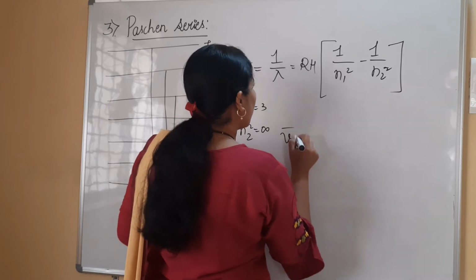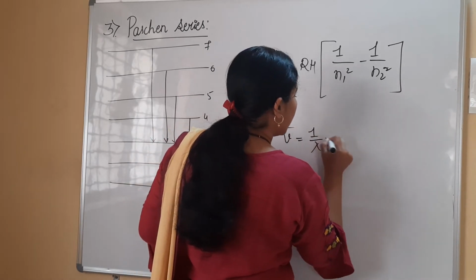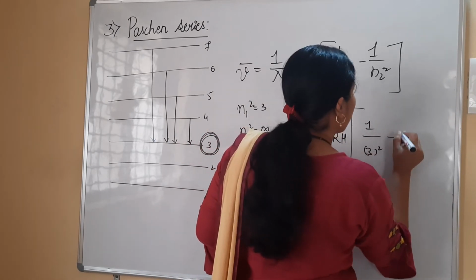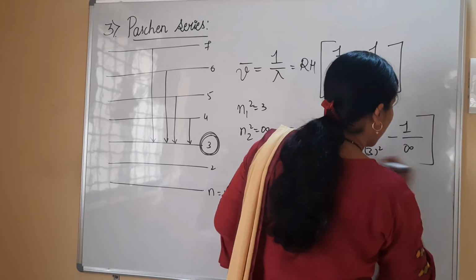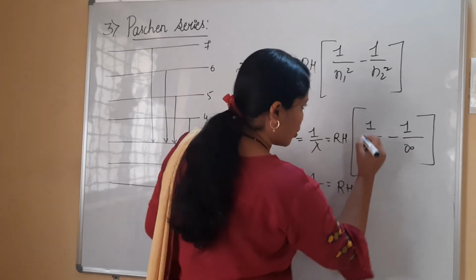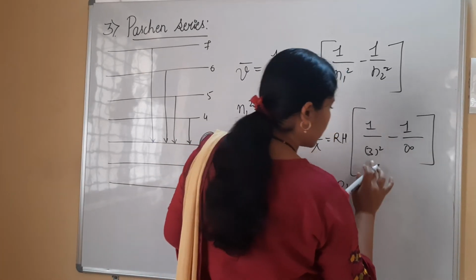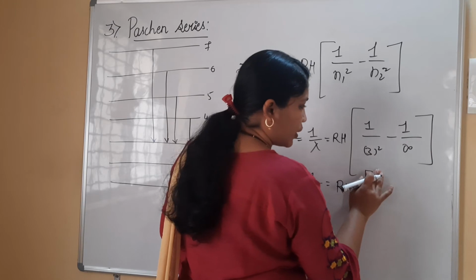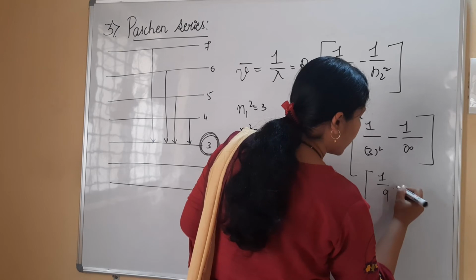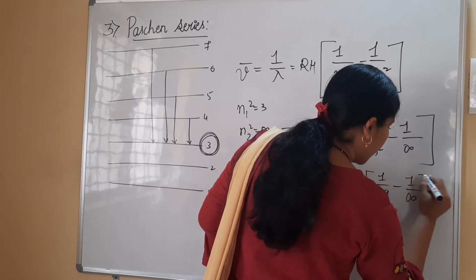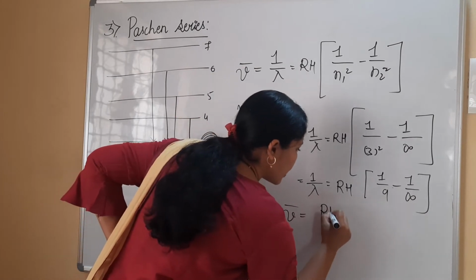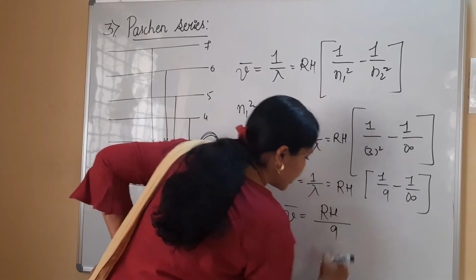Then nu bar equal to 1 by lambda equals RH times 1 by 3 square minus 1 by infinity. What are you going to obtain here? You will have RH, and 3 square gives you 1 by 9, and this is 1 by infinity. At last, what will be the formula you are going to get? Nu bar equal to RH by 9.